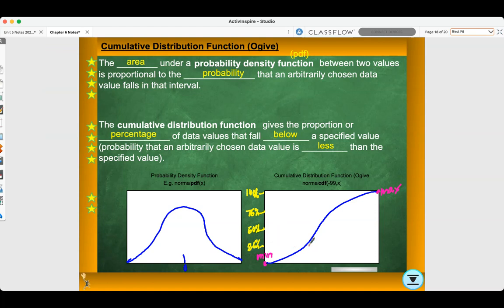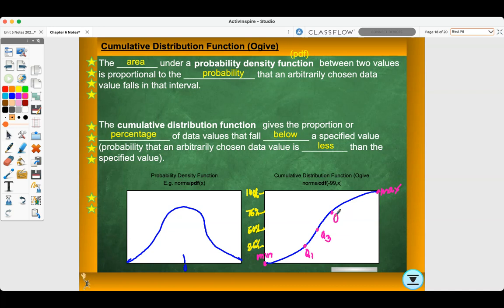So at 25%, that would be Q1. Going out to 50% would be Q2, and going out from 75% would be Q3. And Q2 is also your median.